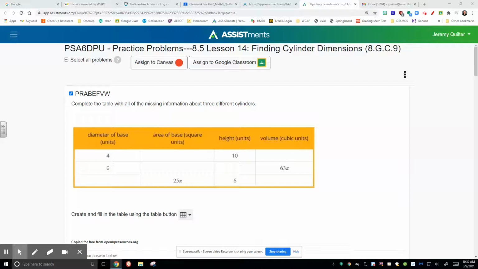Here's some homework from Unit 5, Lesson 14. You'll see some things that are pretty similar to what we did in class. And the first thing that's here, complete the table with all the missing information about 3 different cylinders.